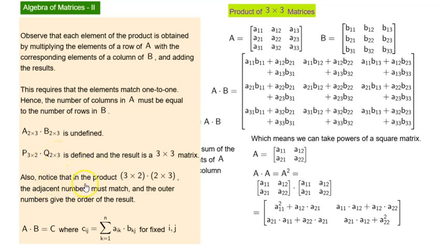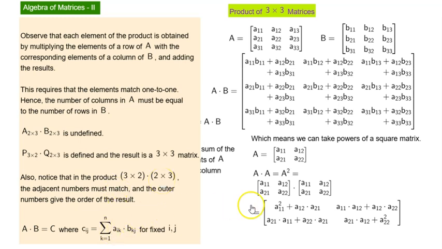Now, notice that for the product P times Q, if we write the orders side by side, then you will notice that the adjacent numbers must match. That is 2 and 2. And the outer numbers give the order of the result.